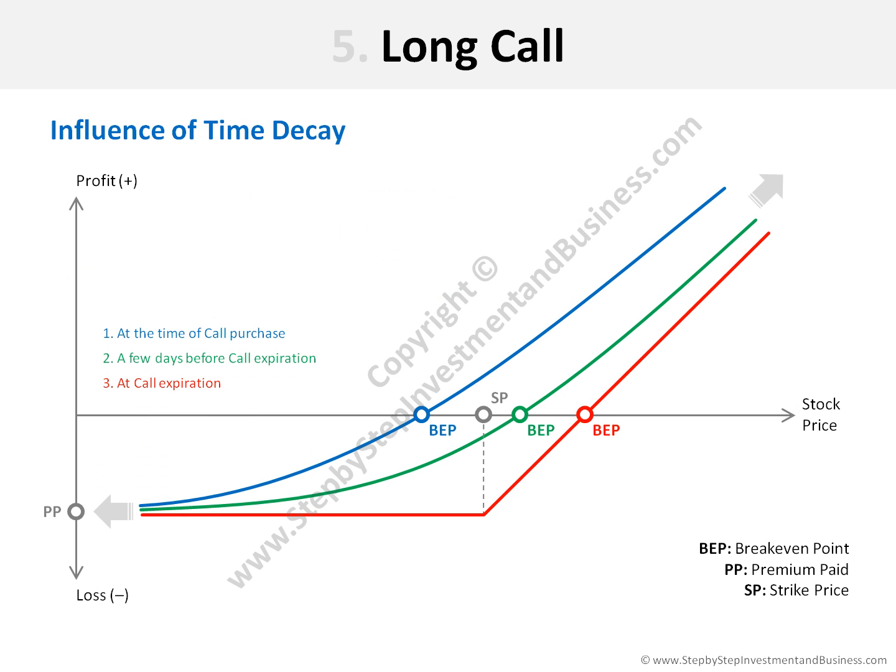In this graph, we can see the influence of time decay on the position. On the vertical axis, the profits and losses of the position are indicated, and on the horizontal axis, the stock price is indicated. The blue curve indicates the profits and losses at the time of call purchase. As we get closer to call expiration, the curve of profits and losses is like the one shown in green. And finally, at call expiration, the curve of profits and losses is the one shown in red.